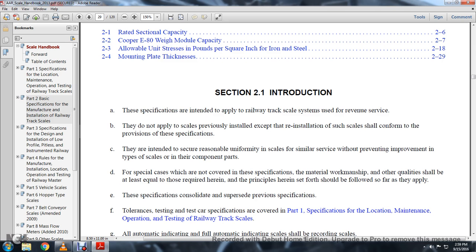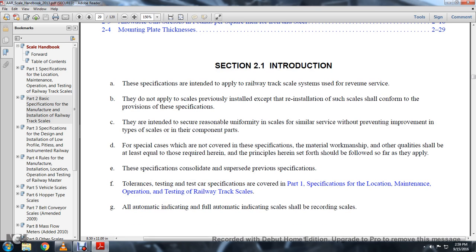This specification consolidates and supersedes previous specifications. Tolerance and testing car specifications are covered in Part 1, specification for location, maintenance, operation and testing of railway track scales. All automatic indicating scales should be recording scales.